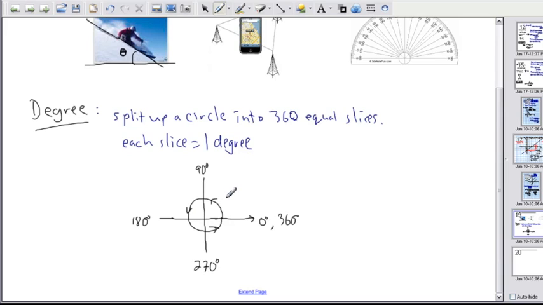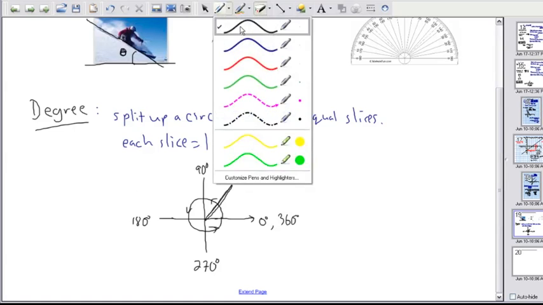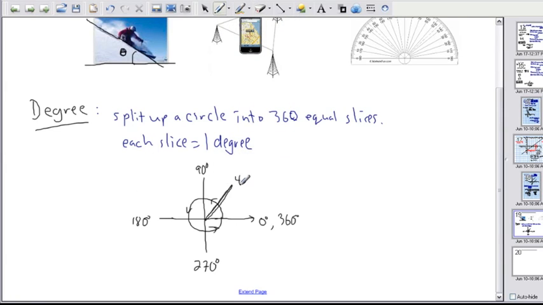For example, if I want to know how much this angle right here is, maybe that's the angle I want to draw. It's halfway between 0 and 90, so that would be 45 degrees. It's pretty straightforward. You just have to look at how many different slices, so to speak, you'd have to make this into. So that's degrees in a very rough way of looking at it.